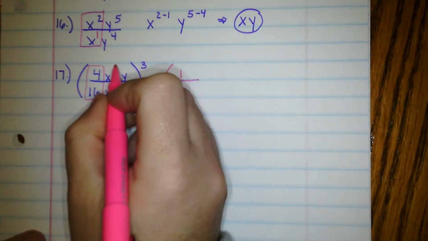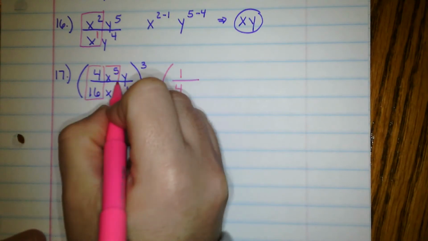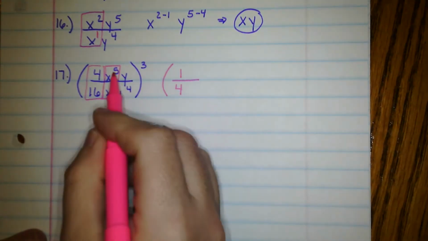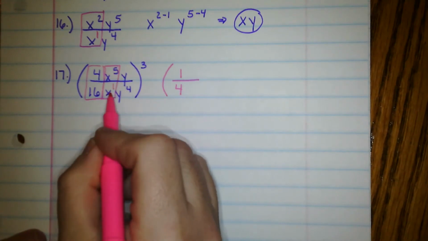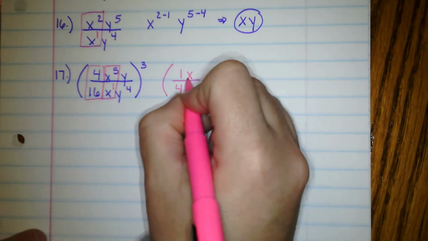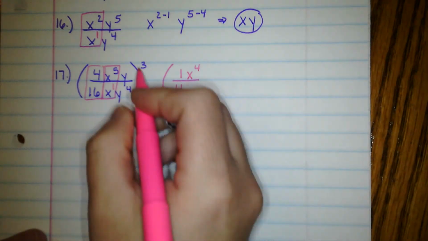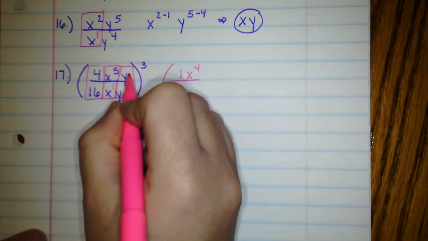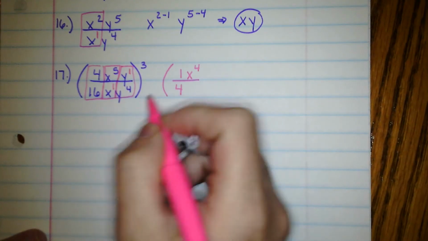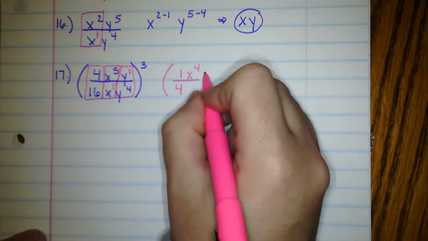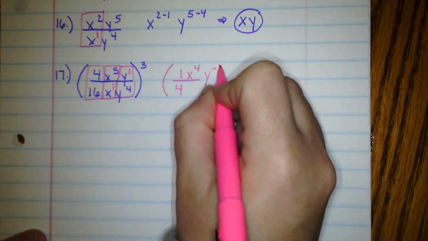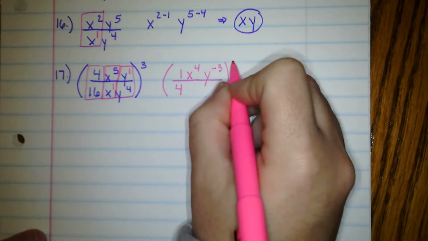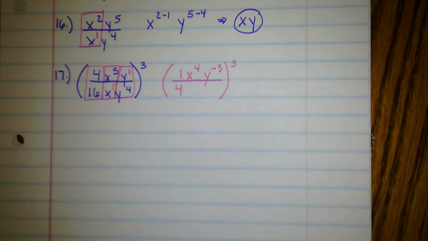So I'm going to divide these first in the parentheses and get 1/4. Then I'm going to take my x to the 5th over x, and I'm going to subtract these, and I'm going to get x to the 4th, and that goes in the top. Then I'm going to take the y's and subtract them, and that's 1 minus 4, and that gives me y to the -3. And all of that is raised to the 3rd power.